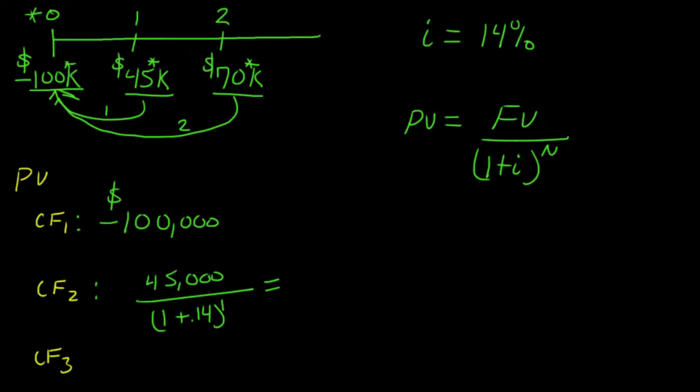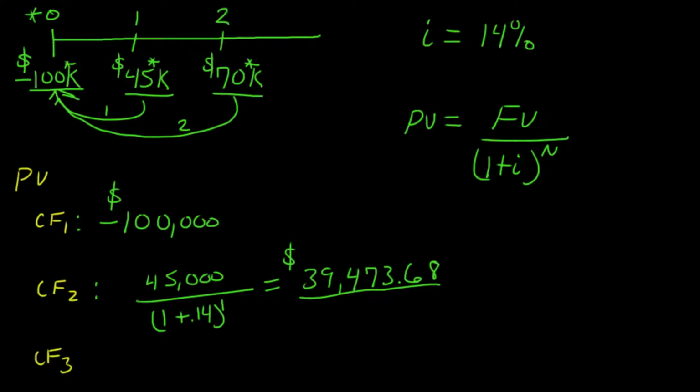And when we run the calculation, we get a value of $39,473, and there's some change on there, 68 cents. All right, so we've got the present value of the first cash flow. Correction, we have the present value of the year one cash flow, which is technically the second.